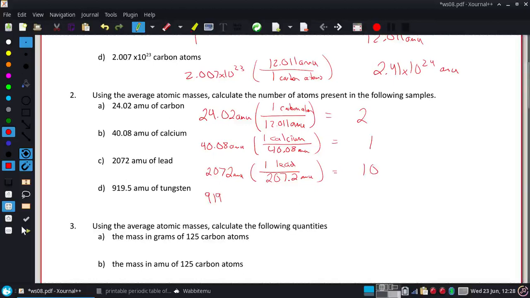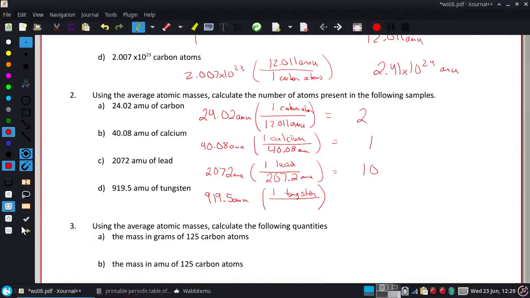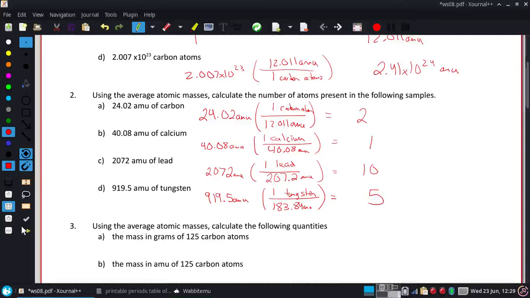And the last one, 919.5 AMUs of tungsten. In 1 tungsten, 183.84. This looks like right about 5. Yeah, 5 on the nose. But it's using the same conversion factors we did in part 1, just inverting it.